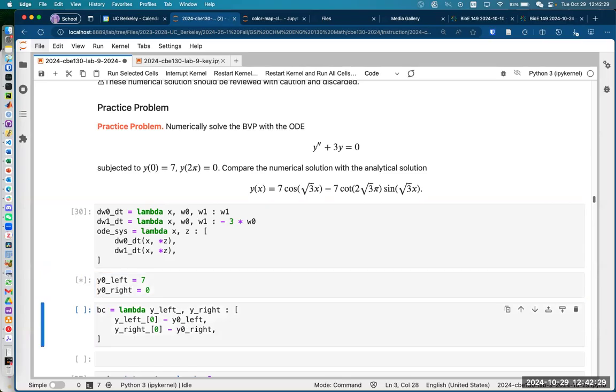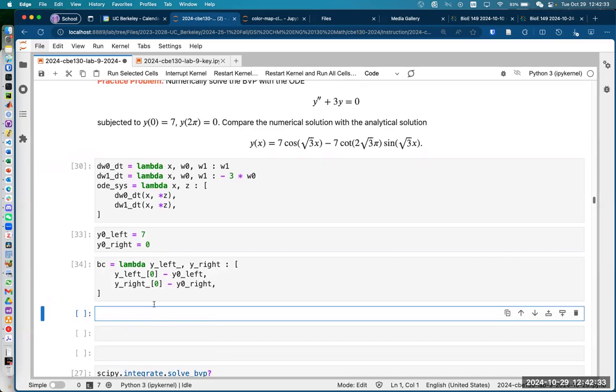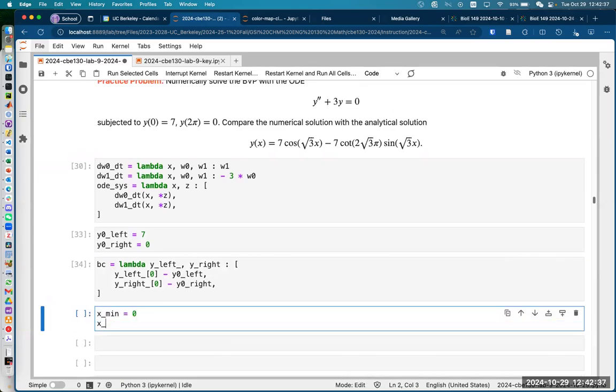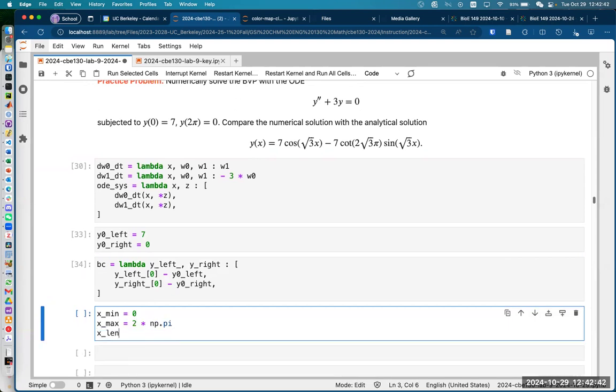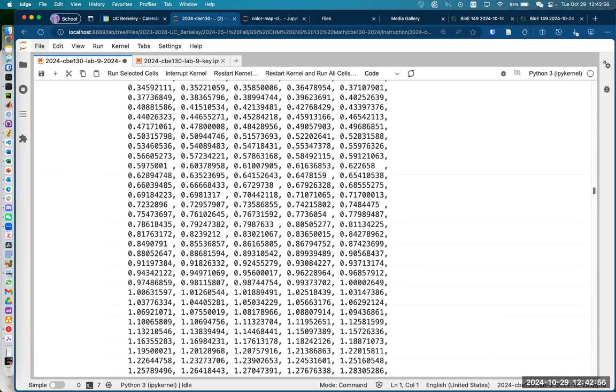And this is the boundary condition. And for x, it's from 0 to 2 pi. So x min is 0, x max is 2 pi. And then x length, we can define it as a large number, so 1,000. So we can use np.linspace to get points from x minimum to x maximum at x length. So this should give me 1,000 points.